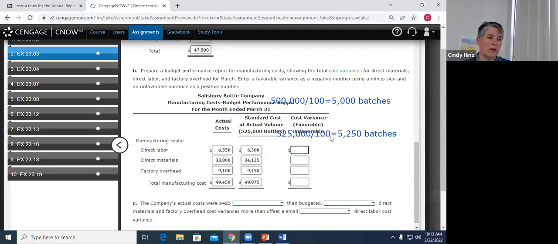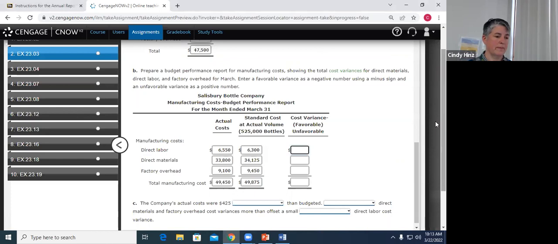Now we can do our variances based on those flexible budget quantities. Again, you're subtracting actual minus standard cost. As long as you do it in that order, if the actual cost is higher than the standard cost, you're going to end up with a positive number. And we are told here that that is an unfavorable variance. If we end up with a negative number when we subtract actual minus standard, that tells us it is a favorable variance, that our actual cost was lower than expected, as we see here with the direct materials.